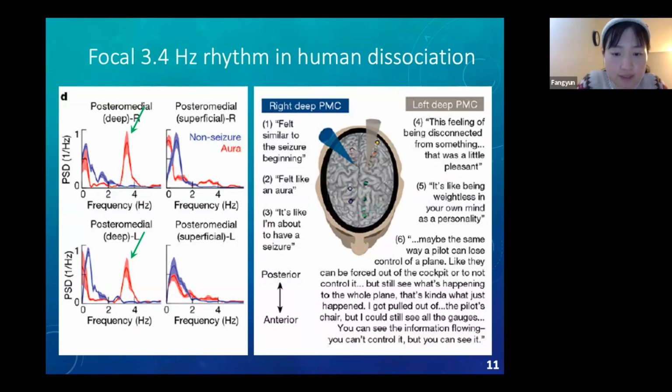They found that stimulation of the seizure focus in the right PMC could induce dissociative aura-like feelings, similar to those at seizure onset, and the stimulation of the left PMC induced an immediate and confidently reported dissociative experience without the feeling of an impending seizure. The authors think these data suggest a causal relationship between human dissociative experiences and the 3.4 Hz rhythm in the deep PMC.